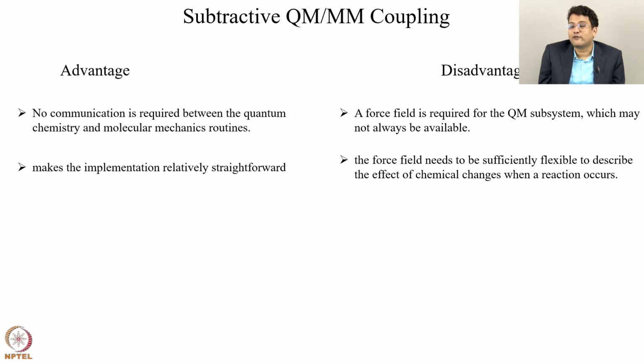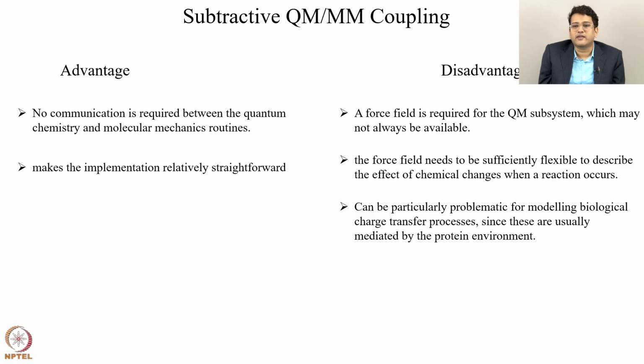Remember, I also have to do a calculation on the small subsystem which is important, which is supposed to be taken in the QM. So, I will do a force field calculation on that also. So, the force field has to be sufficiently flexible to describe the effect of the chemical changes. I need to get a good force field, which may not always be straightforward. And this can be particularly problematic for modeling biological charge transfer processes, because they are usually mediated by the protein environment. In these cases there is no straightforward way for the main subsystem and the surrounding environment to talk to each other. So, there is no clean cut way.